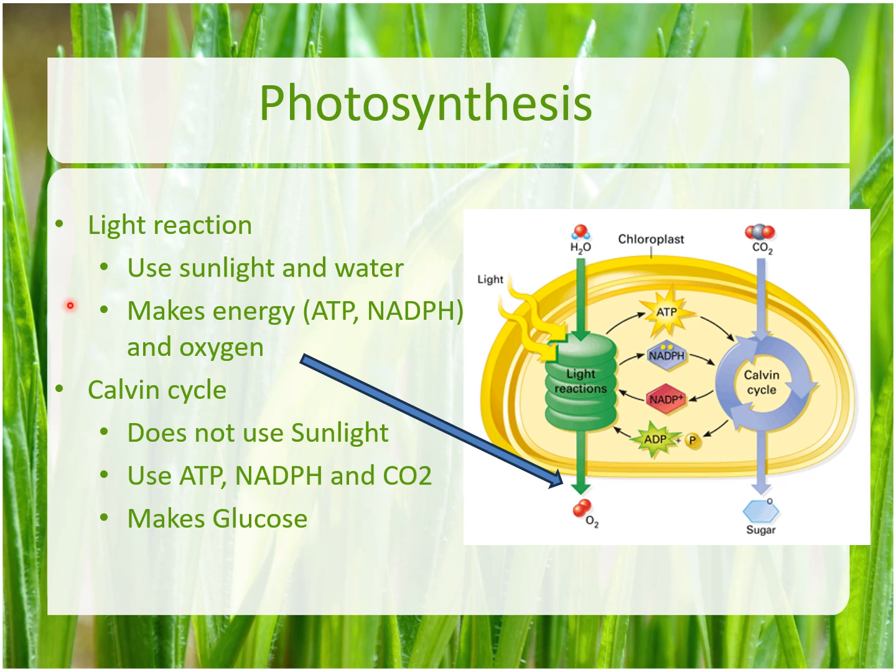Here are our two stages, and here it's written out in shortened terms so that you can understand it with your notes. Basically, the light reaction is going to use sunlight and water, and it's going to make energy in the form of ATP and NADPH, and oxygen will be produced, but oxygen will be a waste product. The second stage is the Calvin cycle. The important part that you need to know is that it does not use sunlight. It does use ATP, NADPH, and CO2. And in the end, it will make the glucose, which is the food.